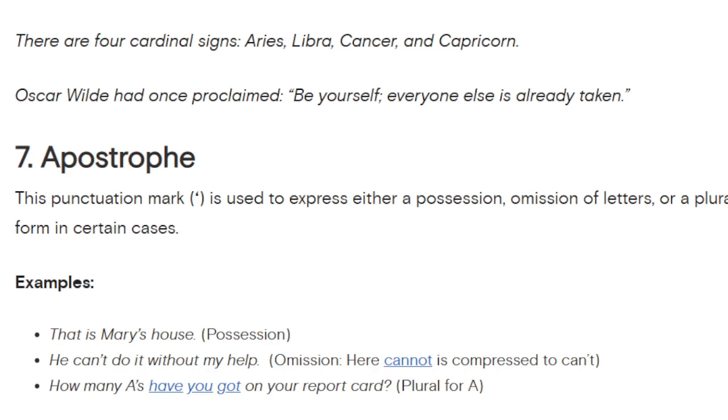The last one is apostrophe. The punctuation mark is used to express either a possession, omission of letters, or a plural form in certain cases. For example, that is Mary's house. You can't do it without my help. How many A's have you got in your report card? Now here is a question and there is a question mark too.